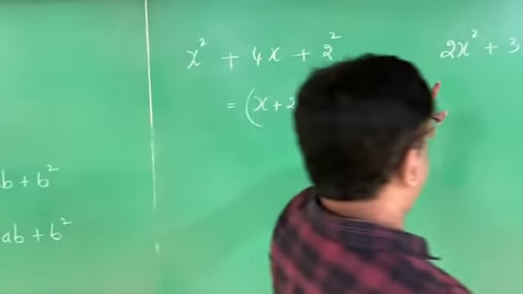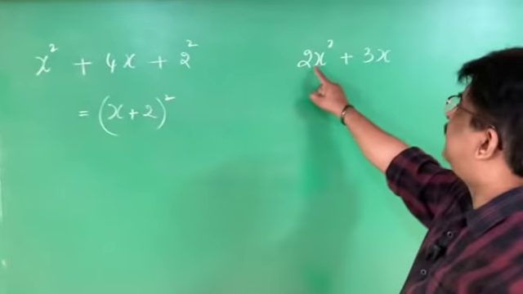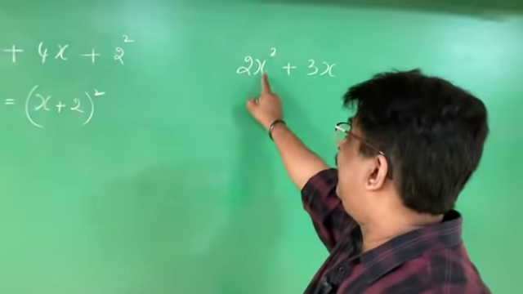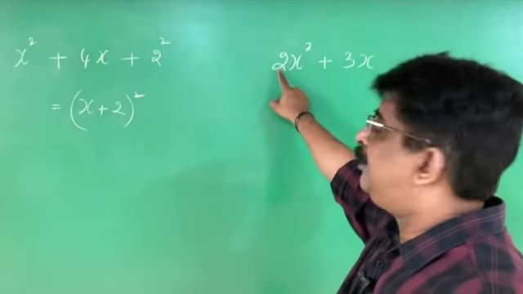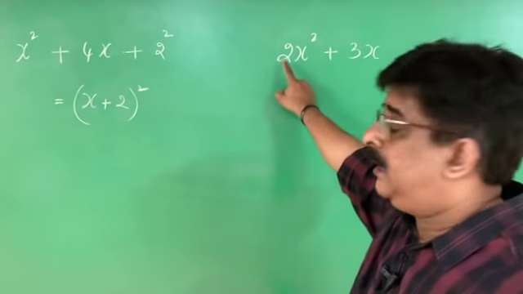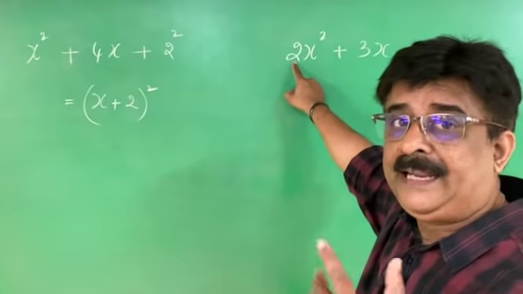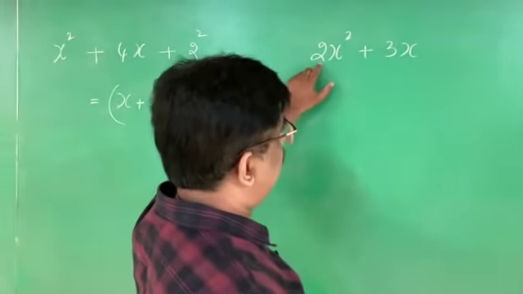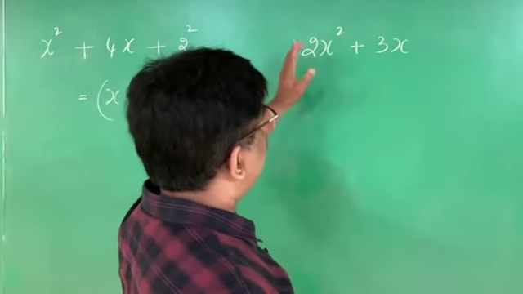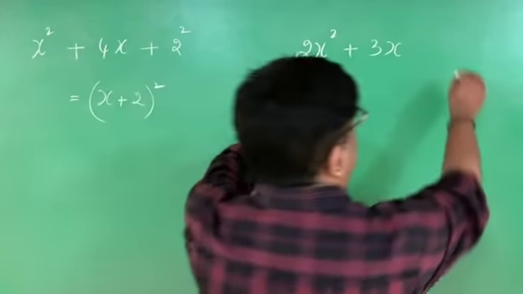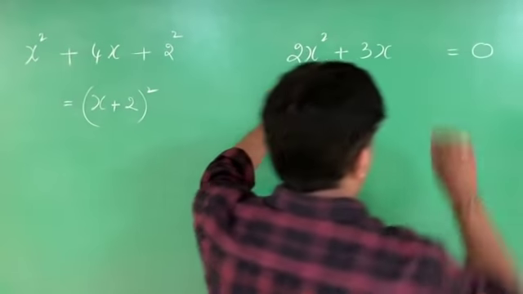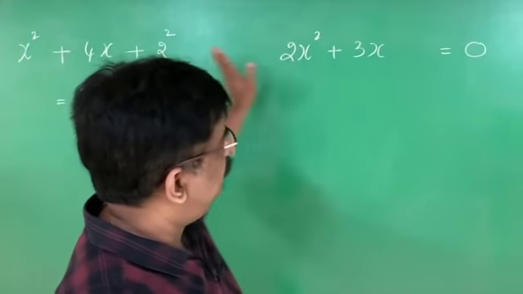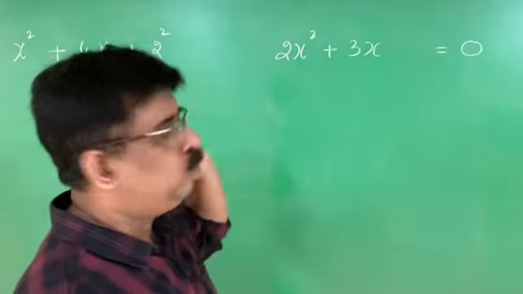But here you see, there is a number. This number is what? 2x square. Therefore, the first step is you have to eliminate this number. Which is that number? 2. To eliminate this number, what you have to do is multiply. This can be done only in the form of an equation. Right? What I do is I divide the whole equation by 2.